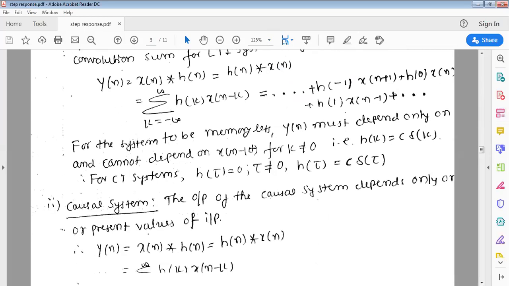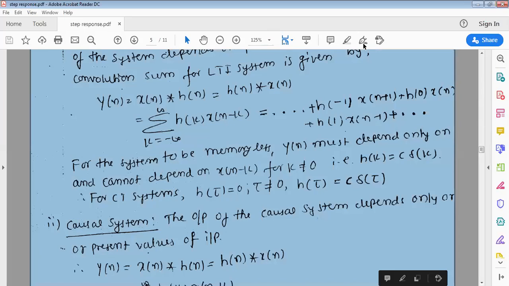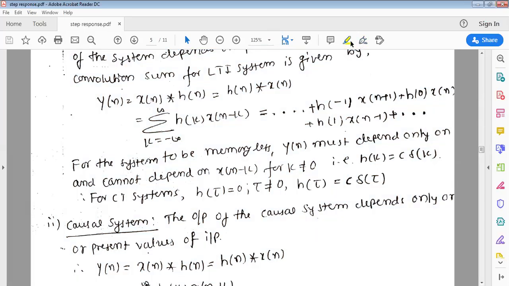What happens here is, for the system to be memoryless, it should not have any terms of x of n plus 1 or x of n minus 1 or any other terms in this one. So these terms are not allowed. That will happen only when this results in h of 0 and x of n. That is nothing but h of k is equal to c into delta of k.